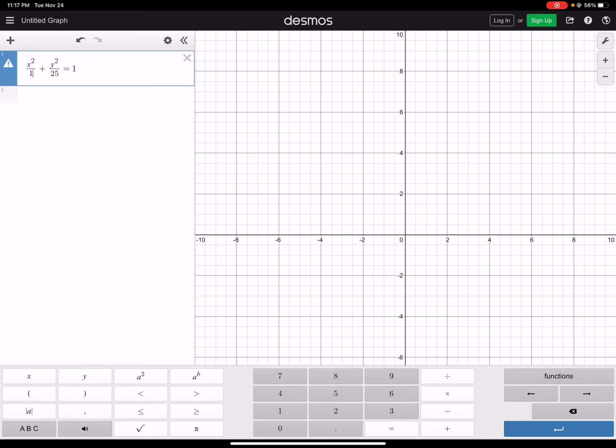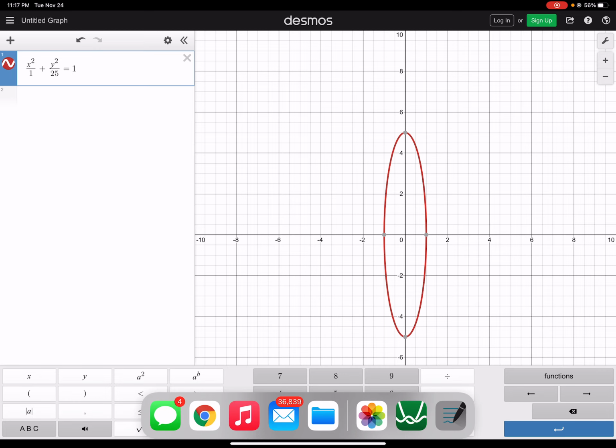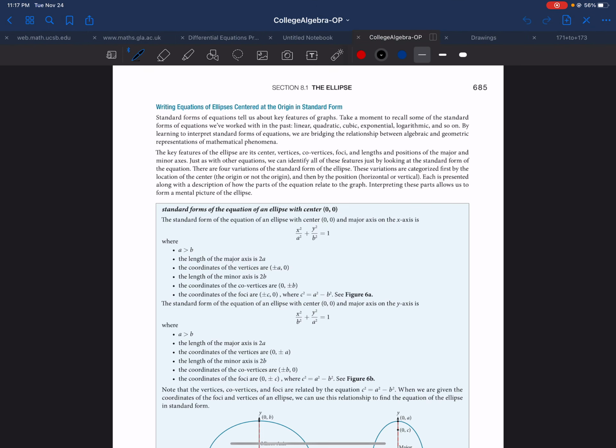Let's change this now and make it like 16. Now notice that's getting more and more circular. If I changed it to a 1, you see it's very oblong. And so what I want to tell you is the larger the number under the variable and the more there is in difference between the two, the more, quote unquote, stretched it will be.